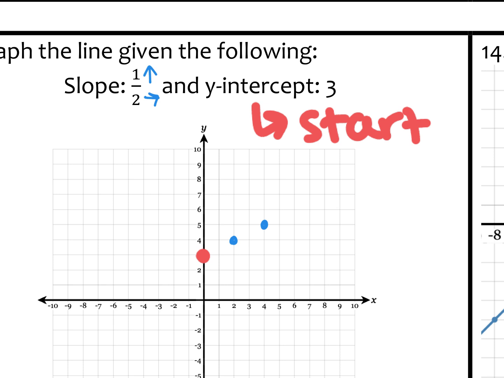Make sure that you use a ruler when drawing this. I don't have a ruler because I'm using an iPad, but something like that.